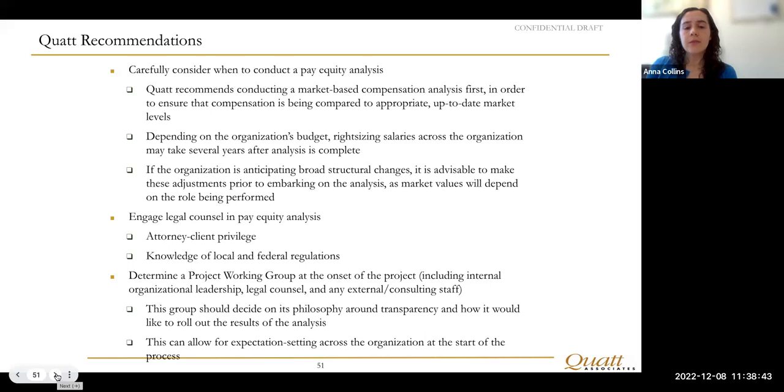And we also recommend that you start the project with a project working group so that expectations can be managed, so that staff knows what to expect. It can be a really emotional, confusing process if people hear at the beginning, we're doing a pay equity study, and then they never hear anything about it again. So this is another time that having that HR person, someone from finance, someone from legal, having a group together from different parts of the organization for us to work with can be really helpful. Next slide.